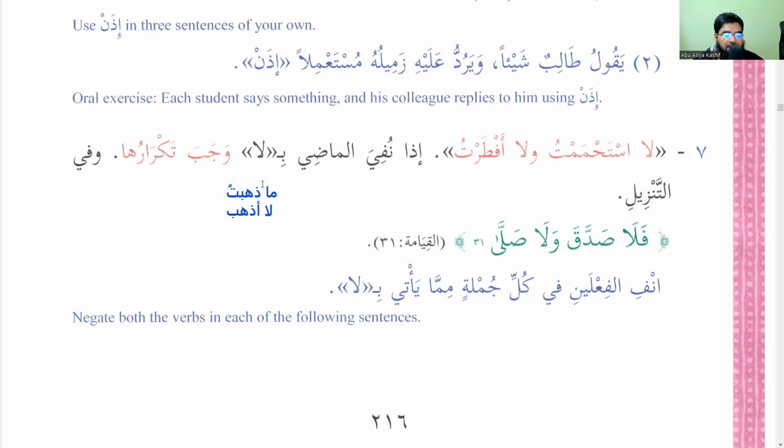For negation. But you want to use ma with mudara. Right? First we saw that in book 2, I think. I want to use ma adhabu. Okay, ma adhabu.